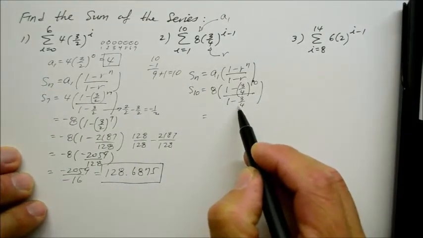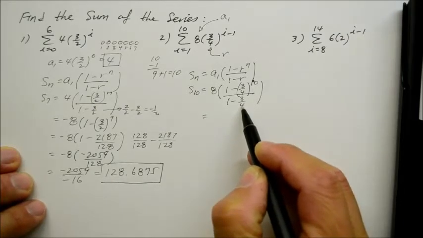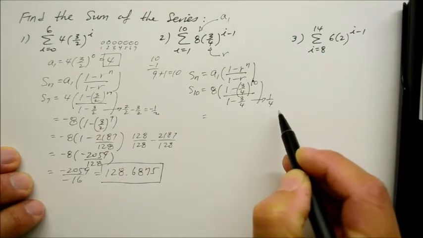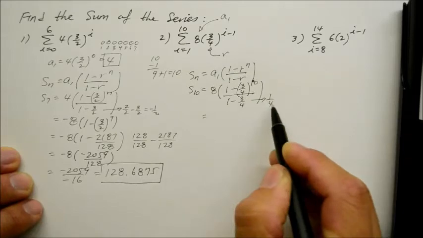So now let's evaluate the denominator. For me, that works easier. 1 minus 3/4, that's like saying 4/4 minus 3/4, which is simply 1/4. And this becomes a quotient within this quotient, so 8 times 4 is 32.